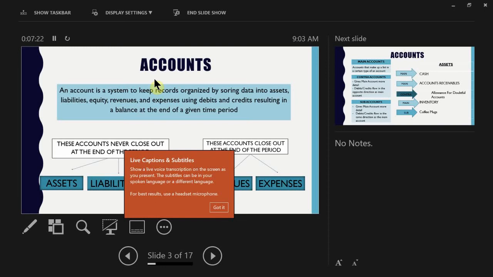You don't, it's not something that you pay per se, but it's something that you make a spend. You spend it for the reason of business purposes. And these two accounts close at the end of the period.